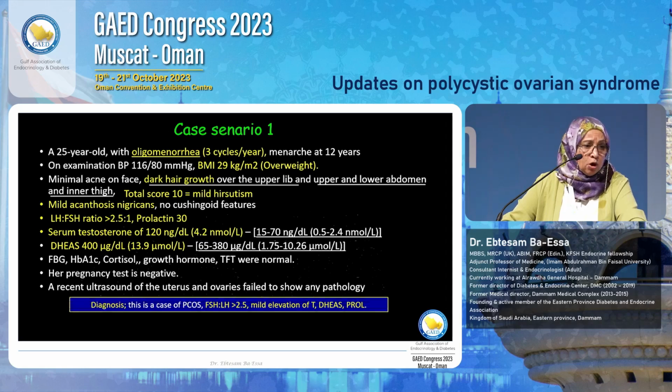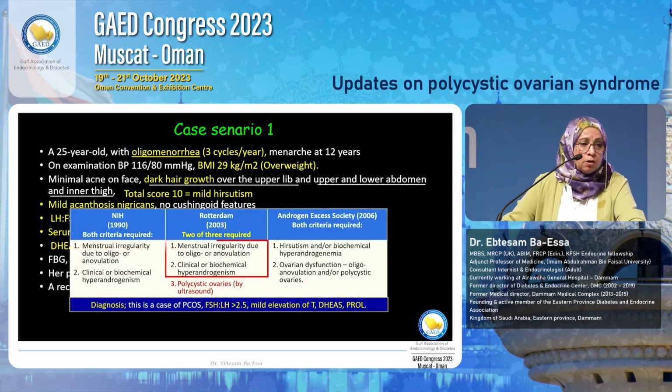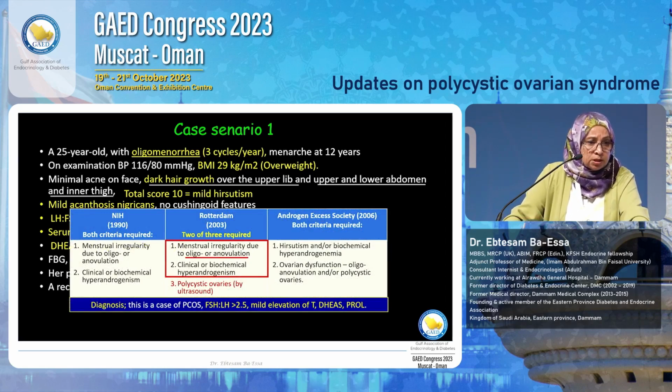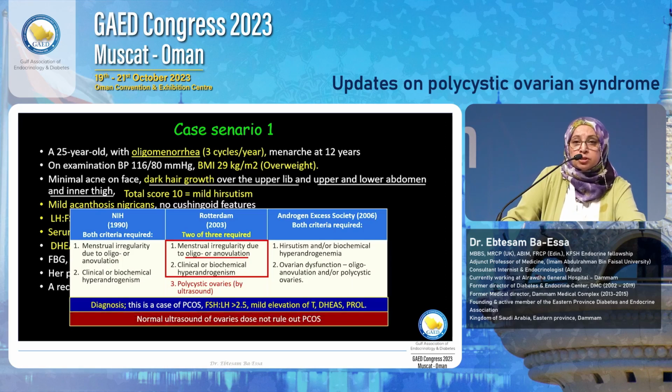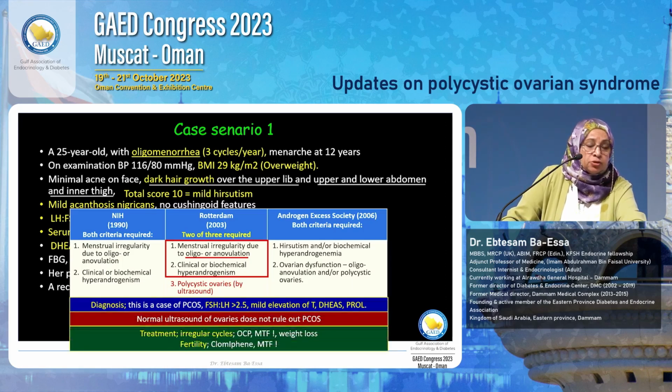So this is a case of polycystic ovary syndrome based on the Rotterdam criteria, as she has menstrual irregularity, clinical hyperandrogenism with hirsutism and acanthosis nigricans, and biochemical as well, with high LH-FSH, mild elevation of testosterone, prolactin, and dihydroepiandrosterone, and a normal ultrasound does not rule out the diagnosis. And the treatment here is with oral contraceptive plus or minus metformin if she does not seek pregnancy. If she seeks fertility, then clomiphene with metformin.